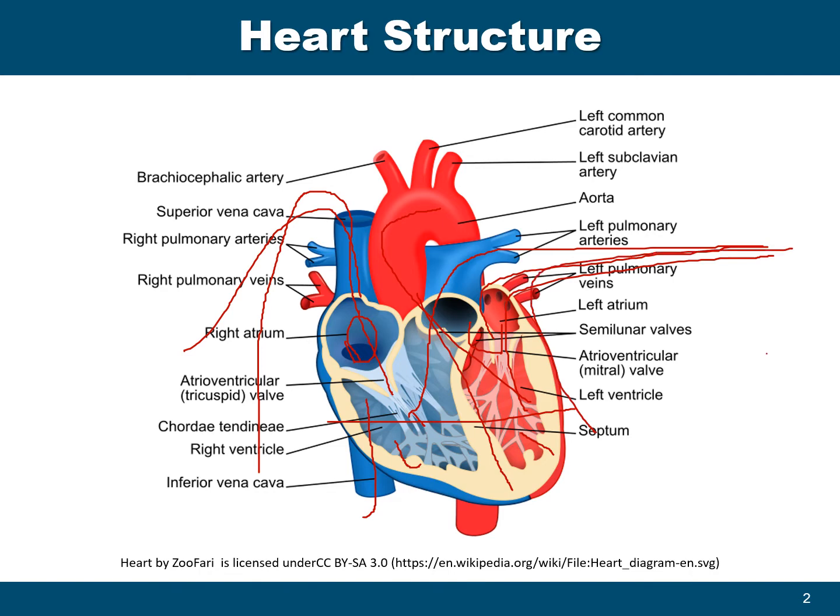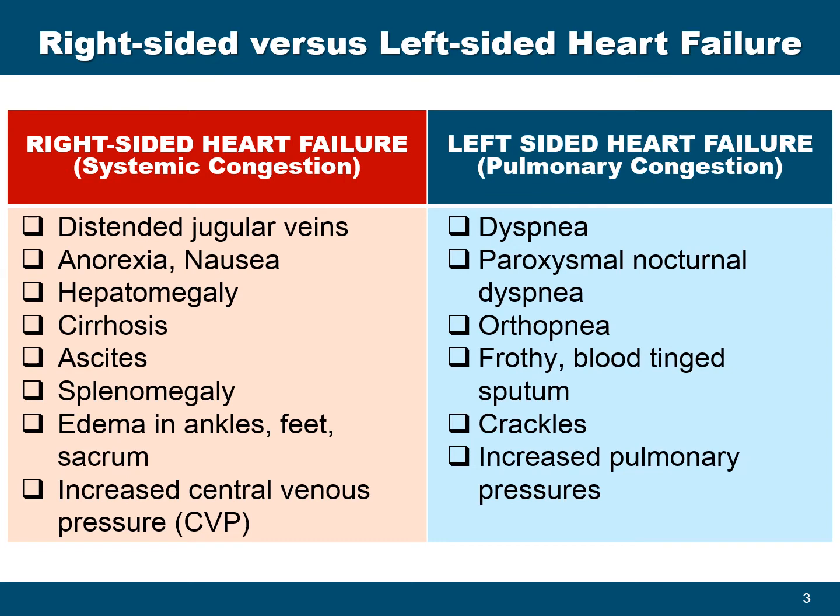So let's go over the signs and symptoms of both. You could see here an illustration of the differences between your right-sided heart failure and your left-sided heart failure. For right-sided heart failure, you could see systemic congestion as the primary manifestation or problem. For left-sided heart failure, the primary problem will be pulmonary congestion or pulmonary edema.